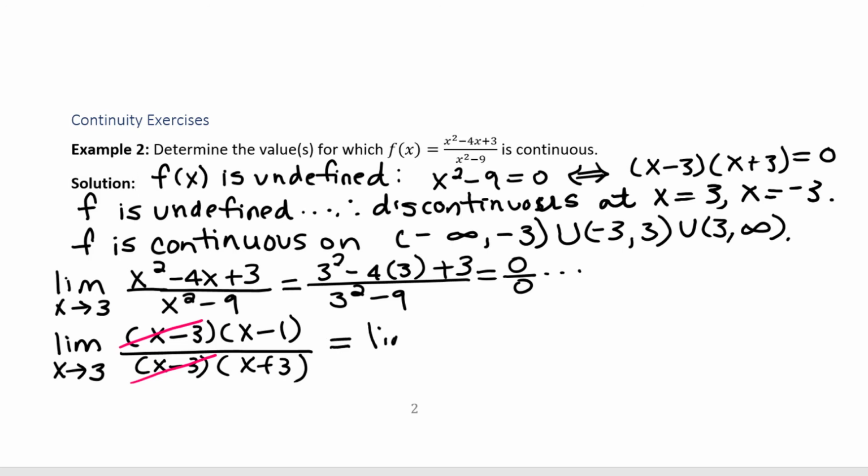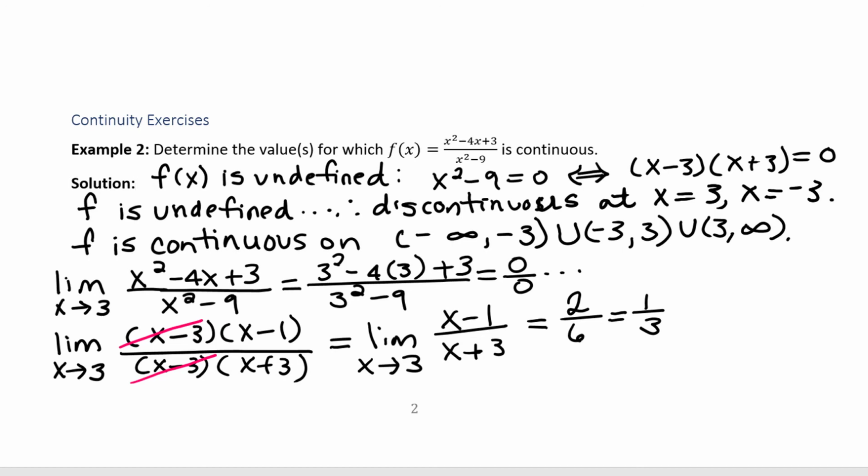This will be the same as the limit as x approaches 3 of x minus 1 divided by x plus 3. Let's do direct substitution again. Putting in 3 in the numerator, 3 minus 1 is 2. Putting in 3 in the x for the denominator, 3 plus 3 is 6. And that reduces to 1/3. So when we simplified it, the limit actually went to a value.